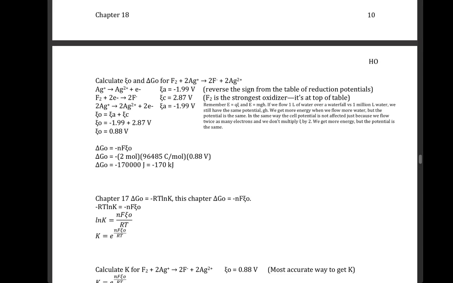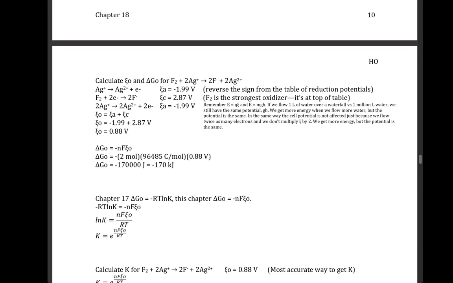Now, in our case, we have two Ag+ involved in order to get the two electrons that will then be taken by the F2. But notice that the potential is still negative 1.99 volts. It is not doubled. And that's because there is, as I tried to say earlier, a difference between potential and energy.